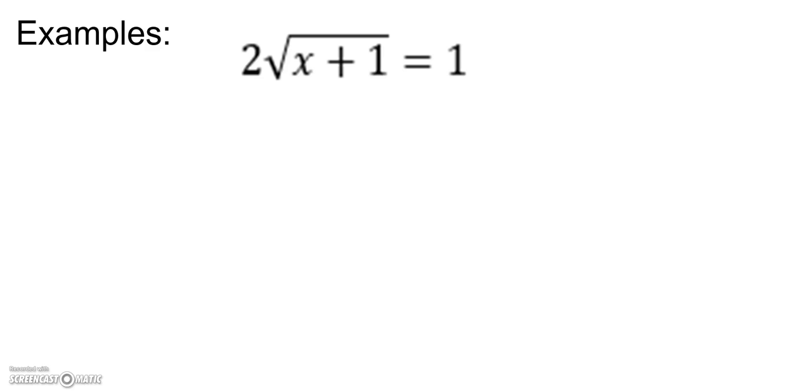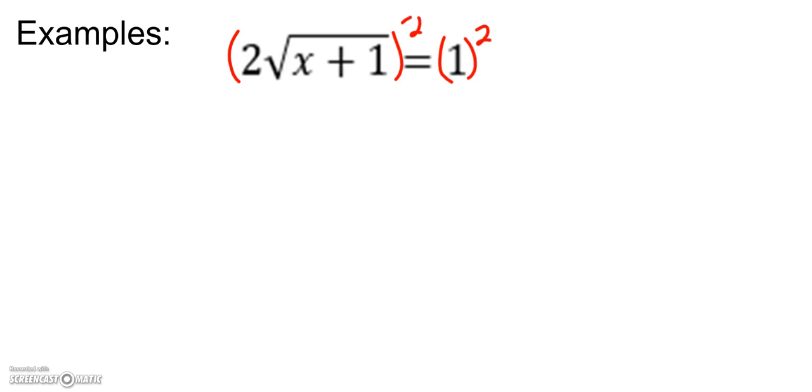Okay, so the first example that we're going to do is 2 square root of x plus 1 equals 1. Now, there's two ways to do this problem. Either you can divide by 2 first to fully isolate your radical, so then you'll have 1/2 equals the square root of x plus 1. That is completely okay. But I'm not going to do that first. Because I don't want to deal with fractions, I'm going to go ahead and square both sides.